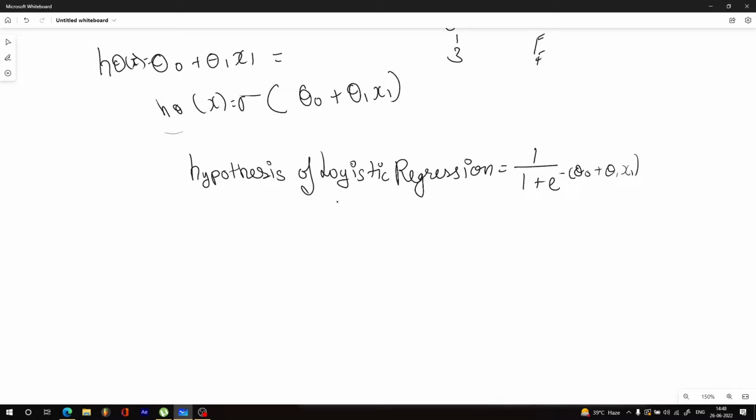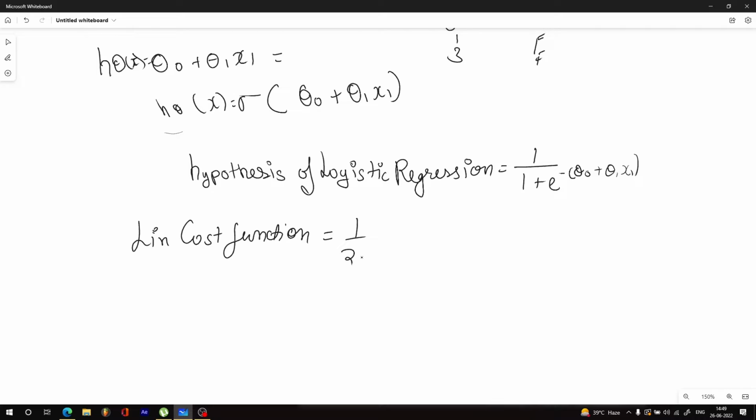What was the hypothesis for linear regression? h theta is equal to theta 0 plus theta 1 x1. And what is the hypothesis for logistic regression? It is this. But now the problem is the cost function. What was the cost function for linear regression?